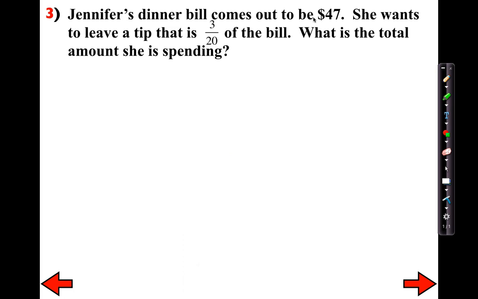Number 3: Jennifer's dinner comes out to be $47. She wants to leave a tip that's 3/20 of the bill. What is the total amount she is spending? Ooh, this one's a good problem. This one's different than the rest because they're asking us to figure out the total amount that she's spending. So they're not interested in just the tip alone. They want to know everything including the tip.